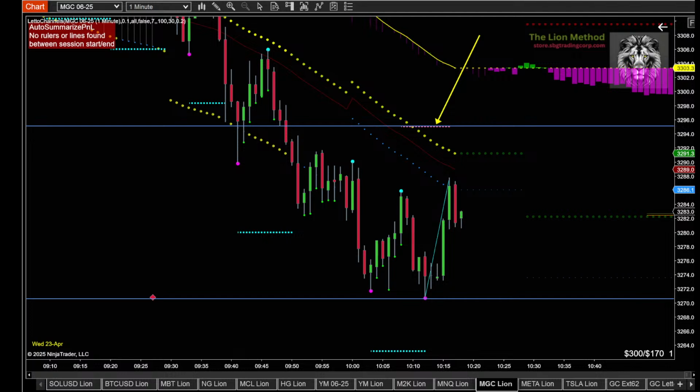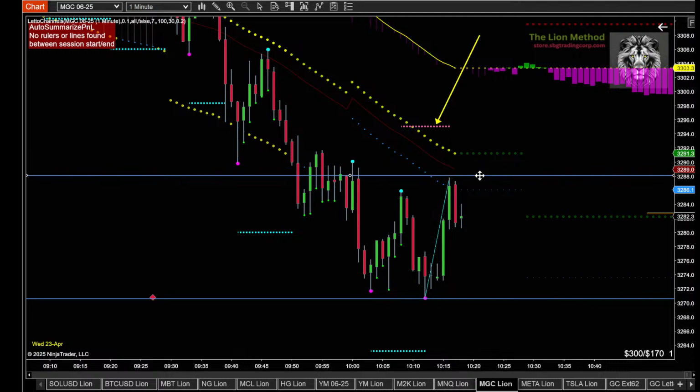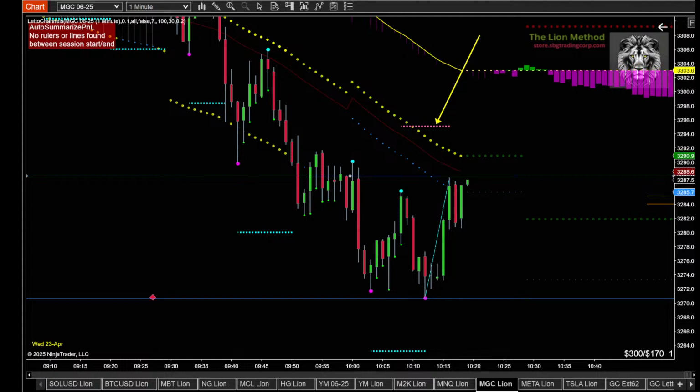I do not like it. But we're in it. We're still in it. If I had exited already, I would be looking to buy again on a breakout of that level. All right, well, we're back up there.